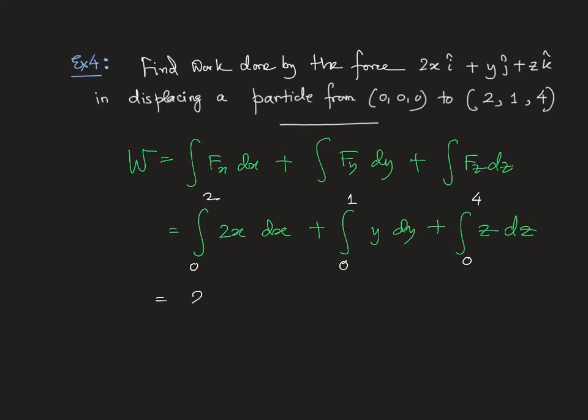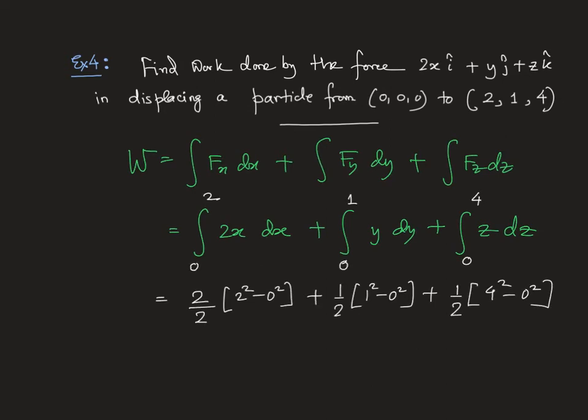So this will be 2 by 2 into 2 square minus 0 square plus half into 1 square minus 0 square plus again half into 4 square minus 0 square. So this is how you can calculate work done.